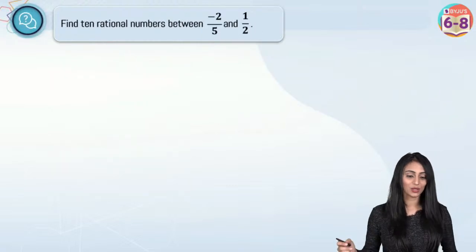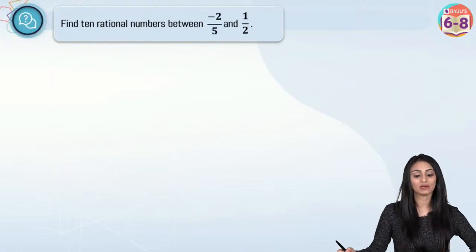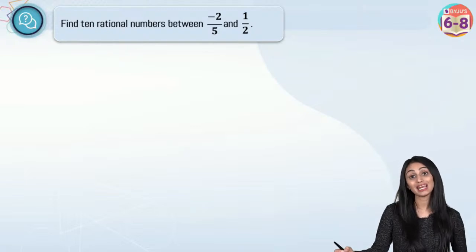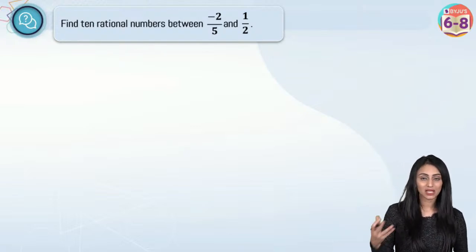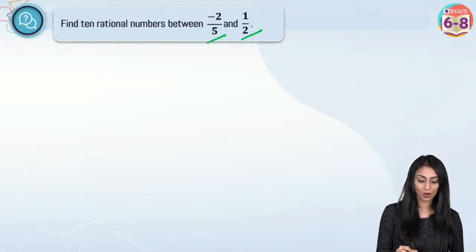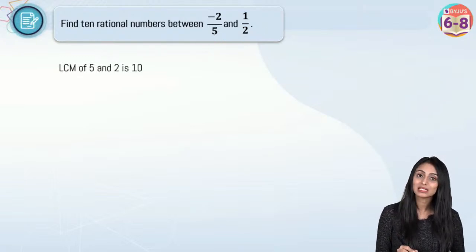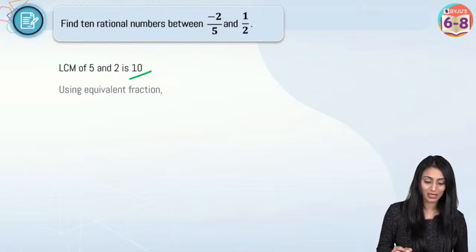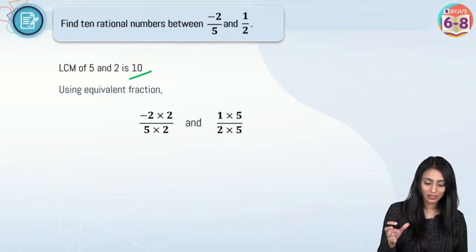Okay, let's move ahead. Let's take a look at the next question. Find 10 rational numbers between minus 2 by 5 and 1 by 2. So when I'm saying 10 rational numbers, what we can do is use the method where we make the denominator the same first. So we will take the LCM of 5 and 2. That's going to be 10.